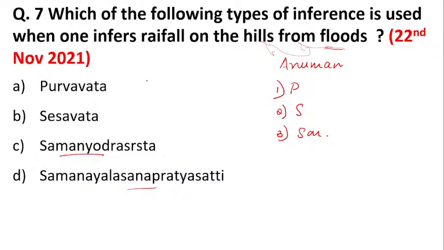Purvavat Anuman is when you are talking about something before the event has occurred. For example, if I say there will be rainfall in some time because there are dark or heavy clouds in the sky, now it is going to rain. So this is Purvavat Anuman. Sheshvat is when, after the incident has happened, we are talking about it. For example, rainfall has happened on the hills, and after that I am talking. It might have rained on the hills, that is why we are facing floods. This is Sheshvat Anuman.